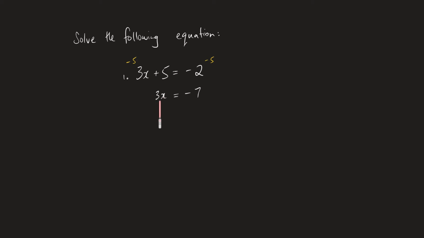And 3x is the same as 3 multiplied by x, so the opposite is to divide by 3. And therefore that's going to give me a value for x equals negative 7 over 3, and I can leave that as an improper fraction like that. Now you will notice with equations, if I substituted this in for x here, my left hand side should balance out with my right hand side of the equation.